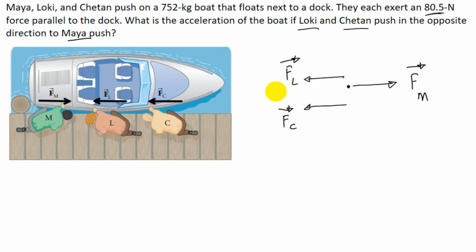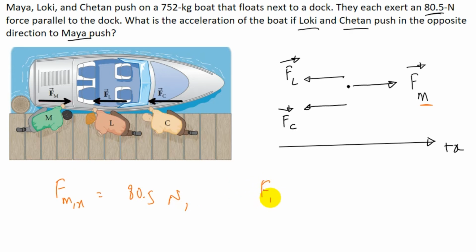Now we'll define the coordinate system. So this is our positive x, right? Now we're going to resolve the forces in the x direction. The component of force in the x direction, we have Fmx, and that is equal to 80.5 Newton, and Flx and Fcx, the components of these two forces along the x direction. This would be minus 80.5 Newton because it is along the negative x, right?